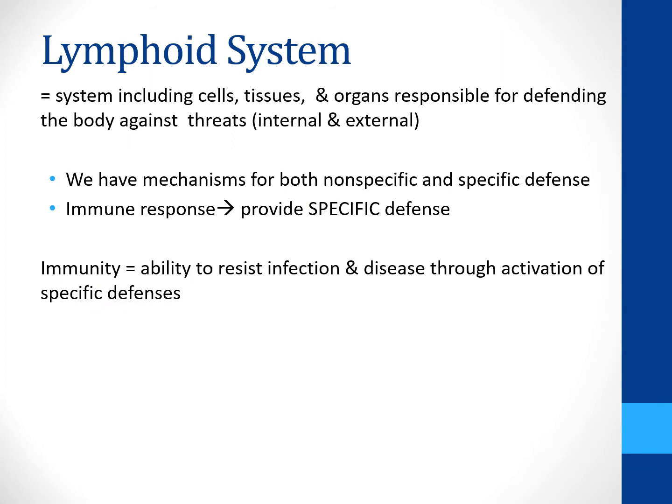So the lymphoid system is a system including cells, tissues, and organs that are responsible for defending the body against internal and external threats. We have mechanisms for both non-specific and specific defenses, and we're going to look at each of those and how separate they are. The immune response provides a specific defense, so that's the last thing we're going to look at today. The term immunity means the ability to resist infection and disease through the activation of these specific defenses.